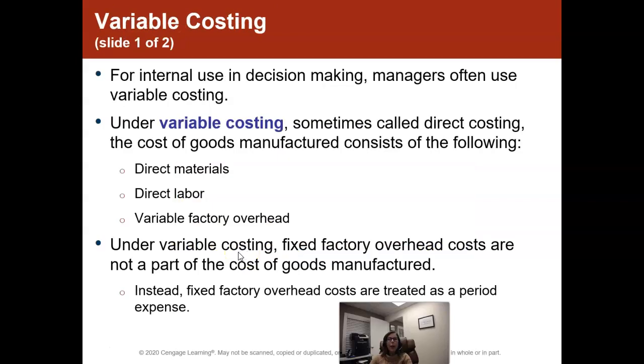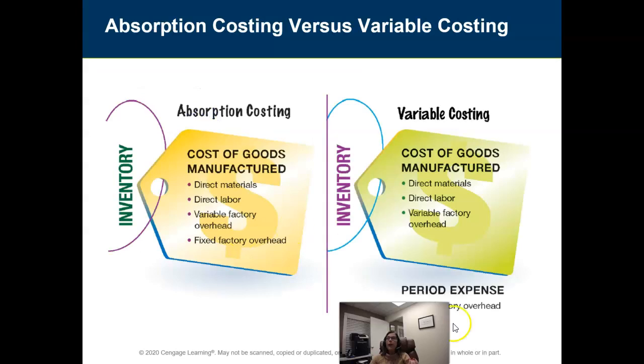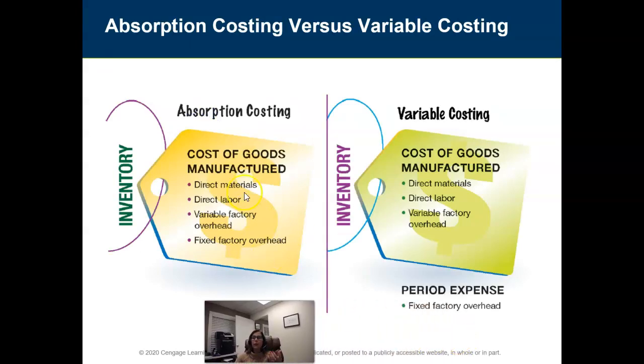Now contrast that with variable costing. Under the variable costing method, we are not including the fixed costs of our overhead in the product cost, only the variable overhead costs. And just a little graphic here that sort of sets that apart. Under absorption costing for a cost of goods manufactured, we've got variable and fixed overhead, whereas for the variable costing approach, not surprisingly, we only get variable costs.